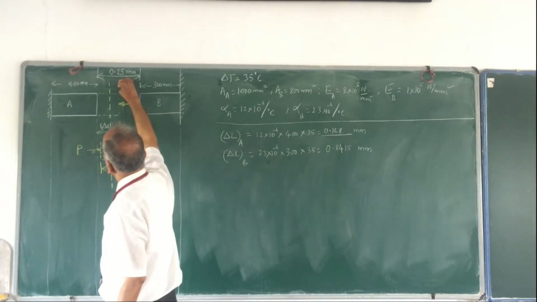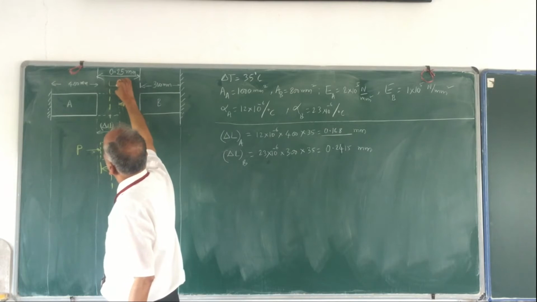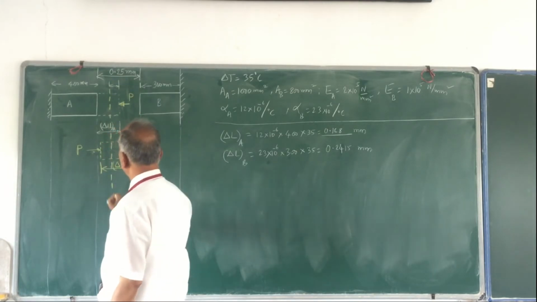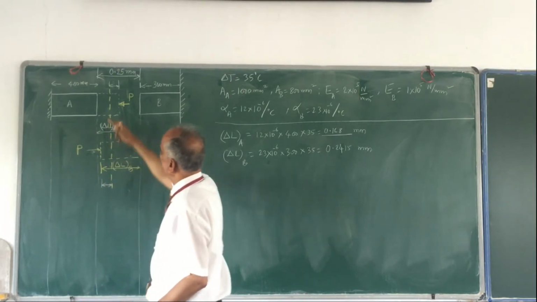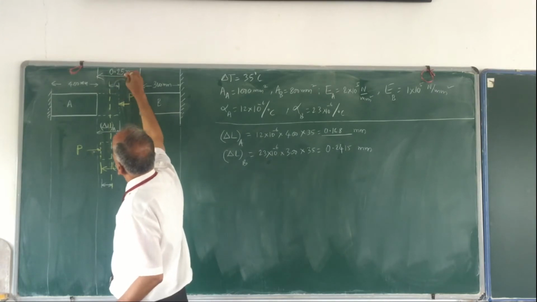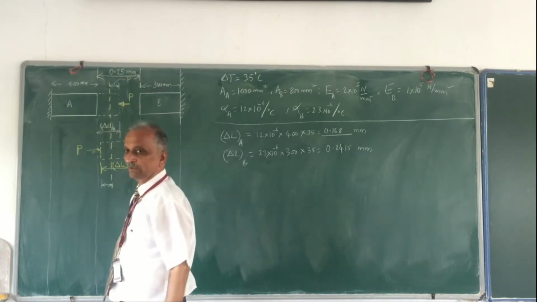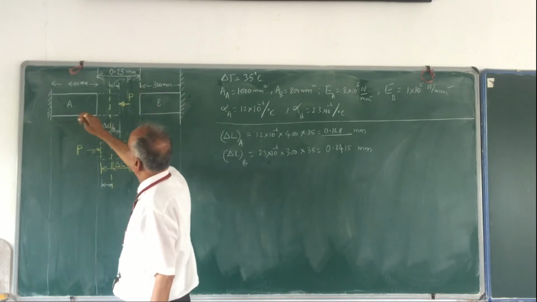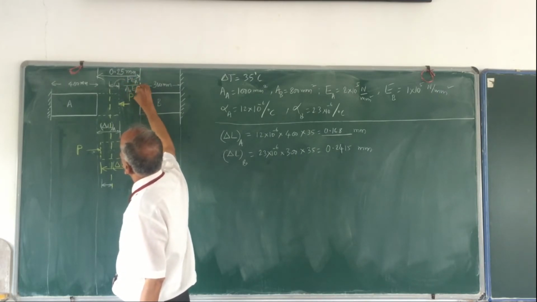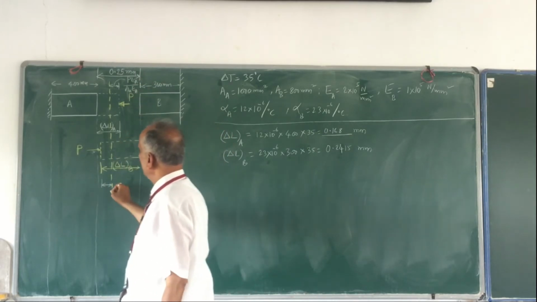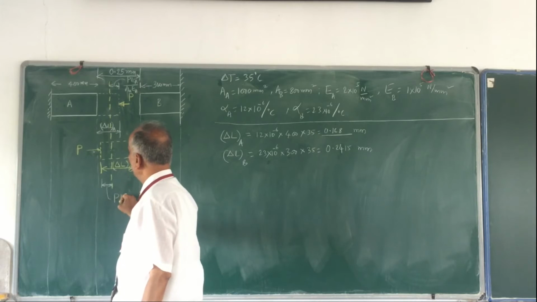And what is this length? And how much is this length? How much is this? This is equal to P into the length of which portion? Length of A, P into LA divided by AA into EA. And similarly, what is this length? This is P into LB divided by AB into EB.